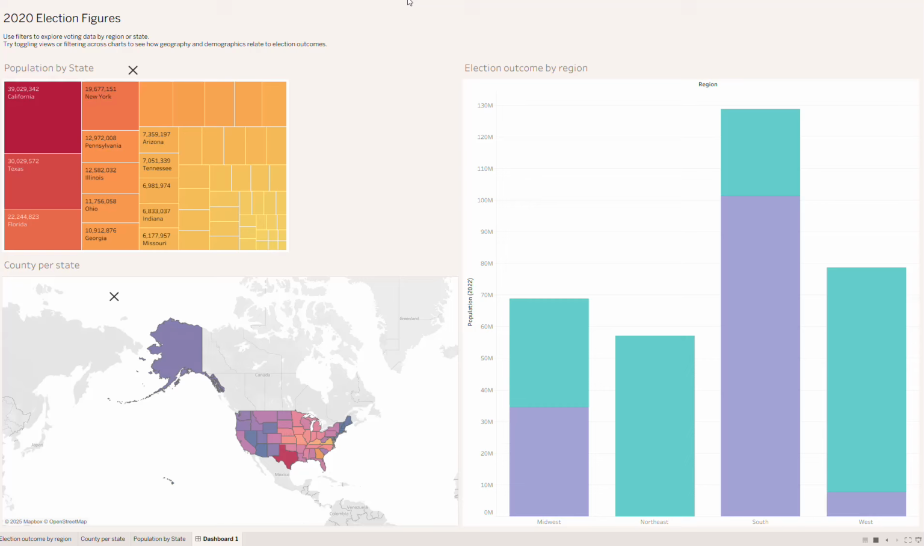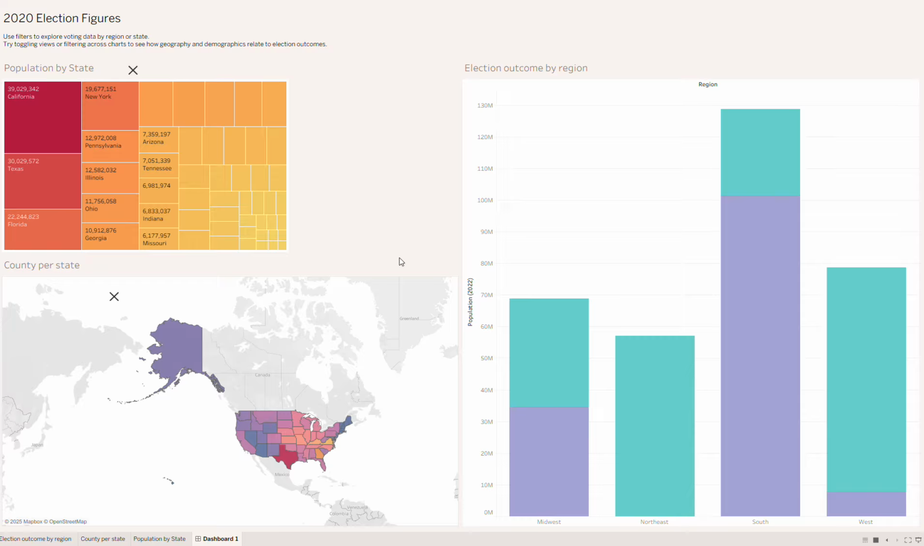Enrolled in the Data 625 class at UMGC, and this presentation is part of our Unit 2 assignment focused on data visualization using Tableau. In this dashboard, I explore voting patterns and demographic distributions across the United States using 2020 election data and 2022 population data.